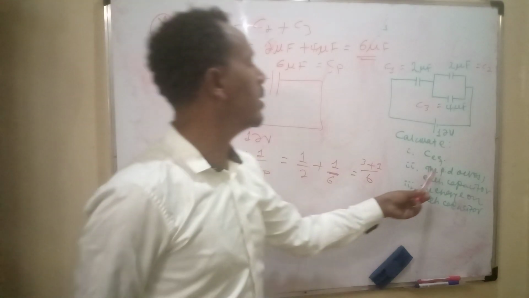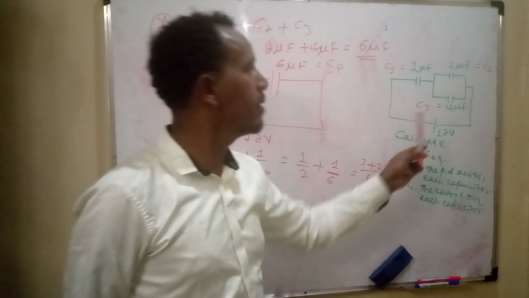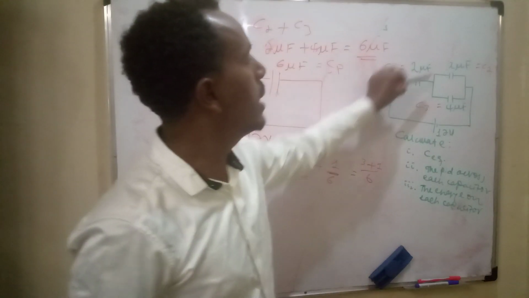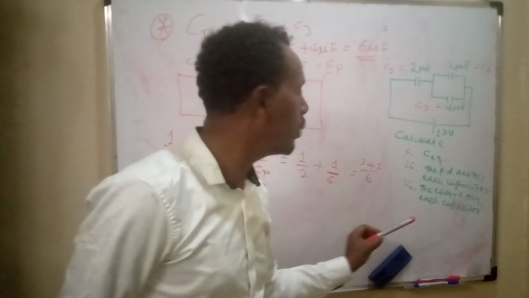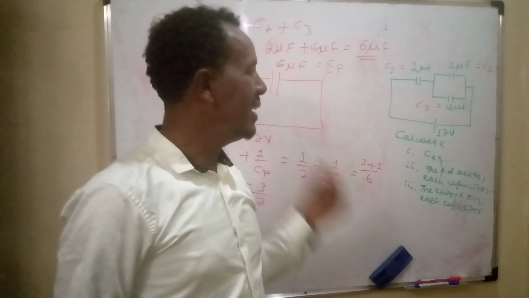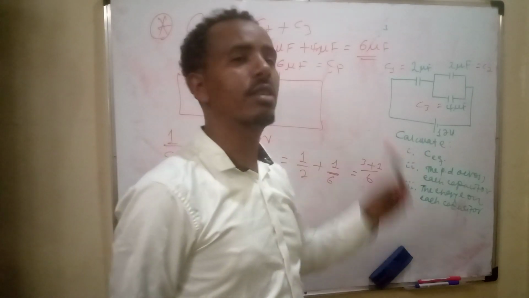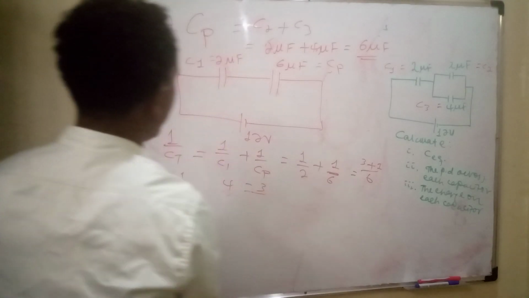The next question is to determine the potential difference across each capacitor: voltage on C1, voltage on C2, and voltage on C3. To do this, let's first calculate the total charge.